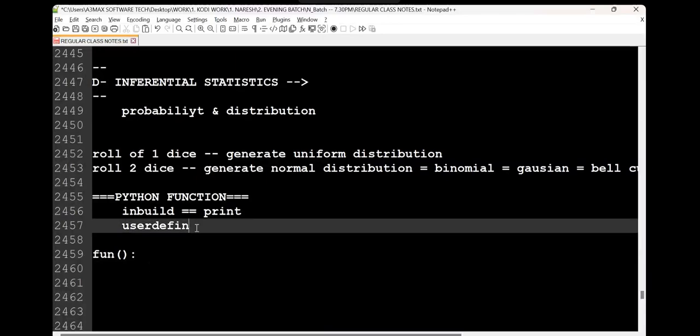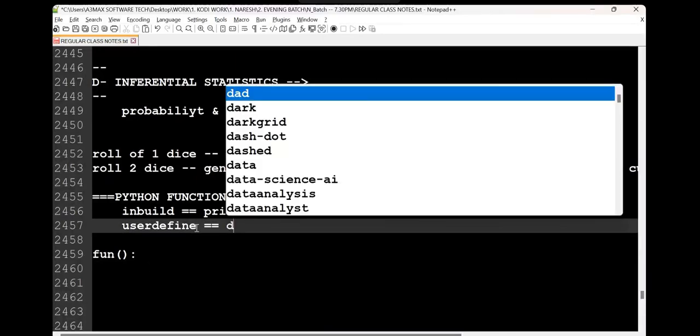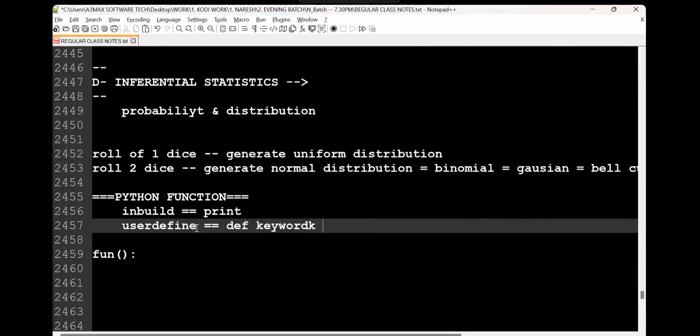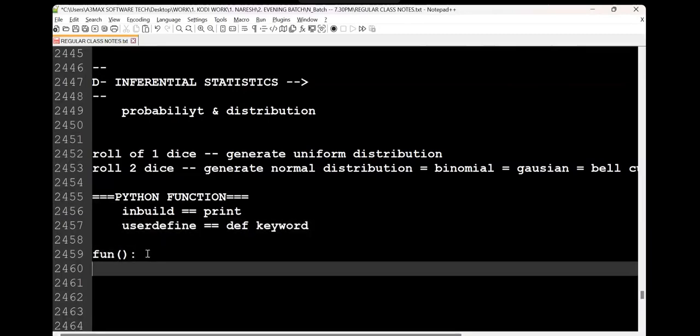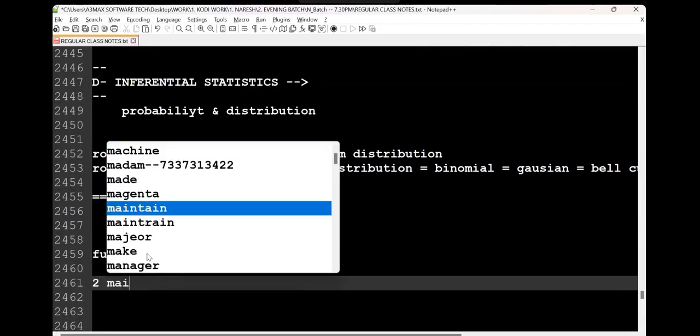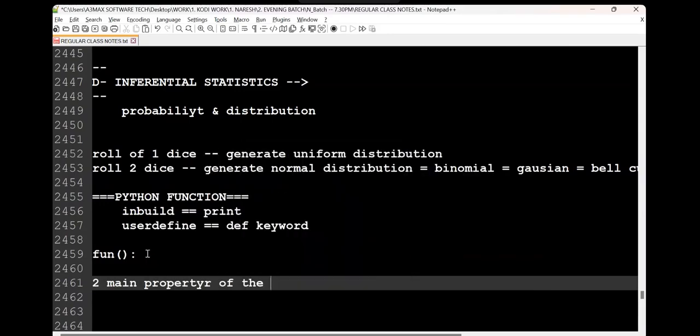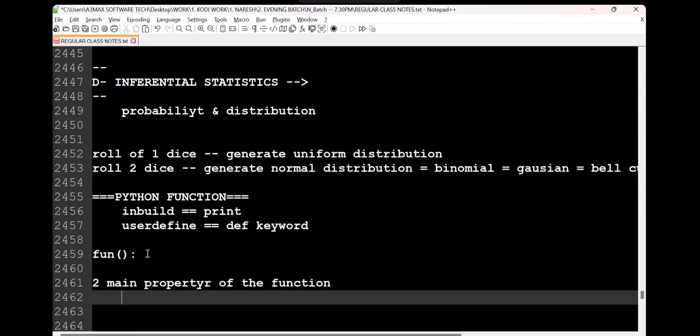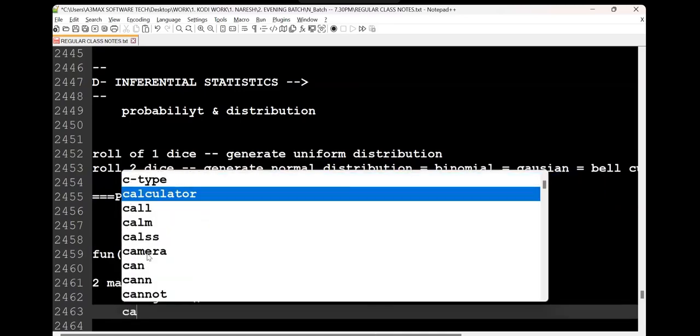First, a user defined function always starts with the def keyword. Understand, guys? A user defined function is always defined with the def keyword. How many keywords do we have? 35 to 36 keywords, as per the 3.10 version. Now the two main properties of a function. The first property is to define the function, let's say I want to greet, and then call the greet function.